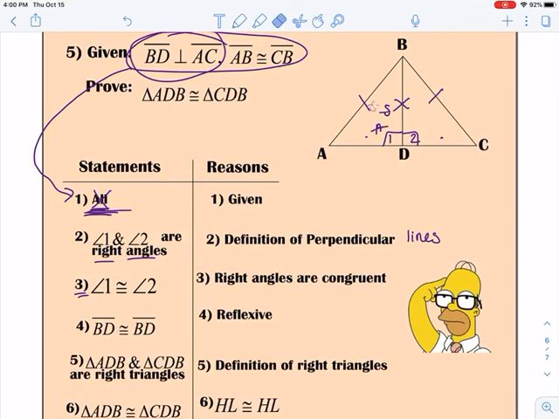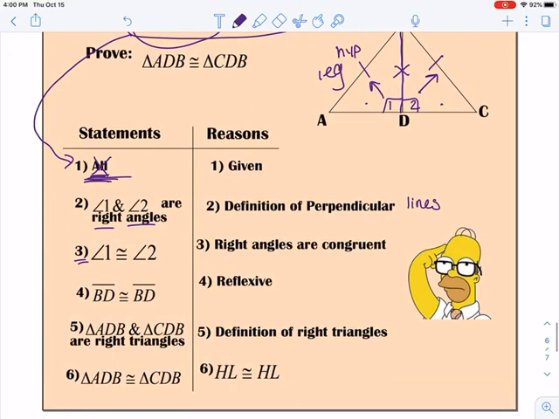But knowing that these are right triangles, now I can say instead, I have the side opposite the right angle, which is going to be your hypotenuse. And then I have one side of the triangle, that's a leg. So the two triangles are going to be congruent because of hypotenuse leg. And again, that's abbreviated HL. Hypotenuse leg is congruent to hypotenuse leg.